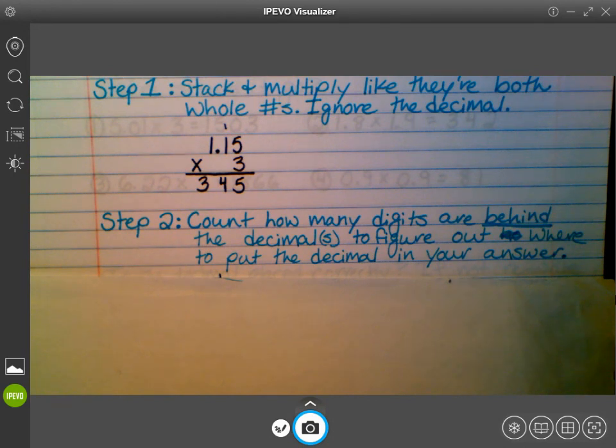Count how many digits are behind. And notice I underlined the word behind, so you should have underlined the word behind. Count how many digits are behind the decimals to figure out where to put the decimal in your answer.